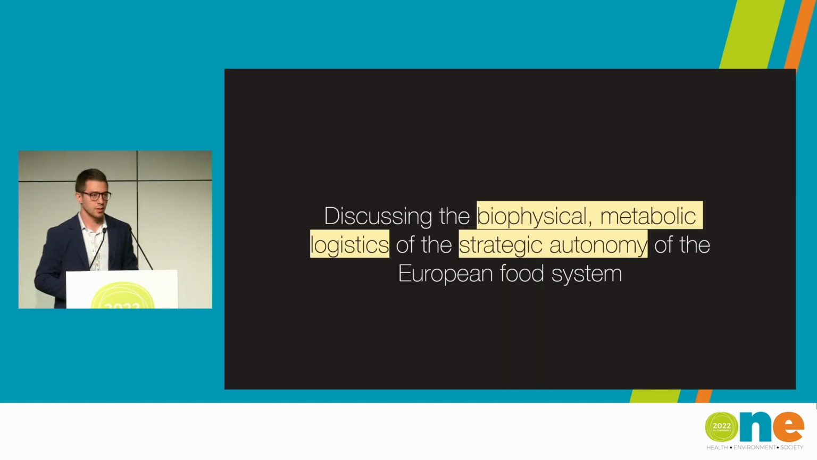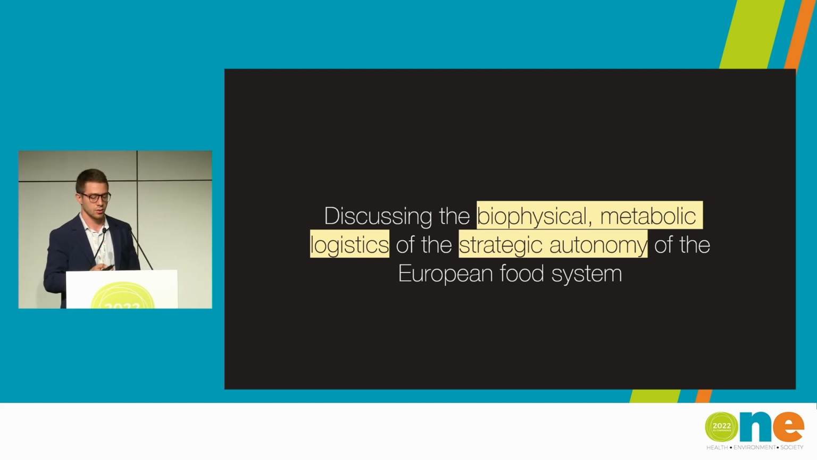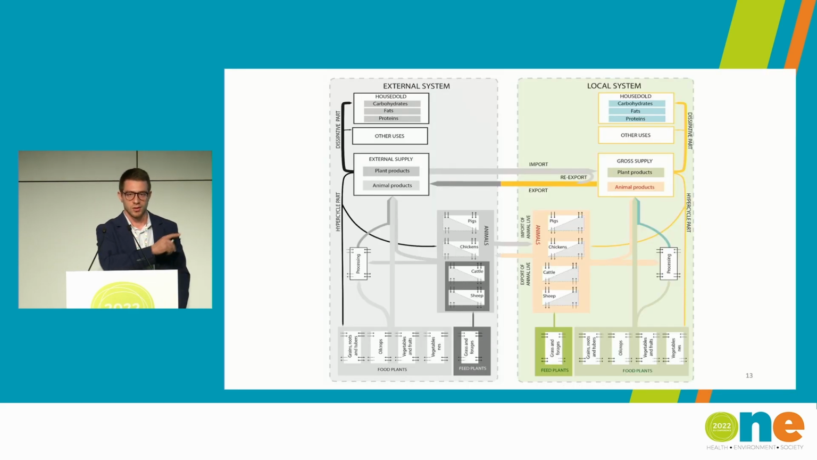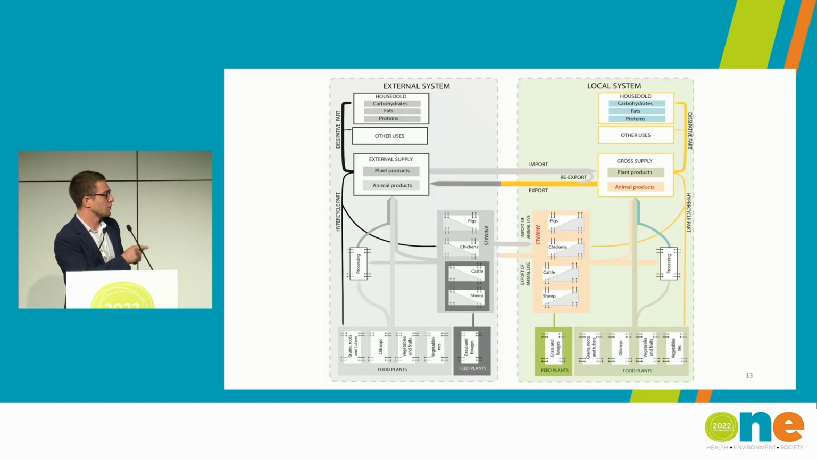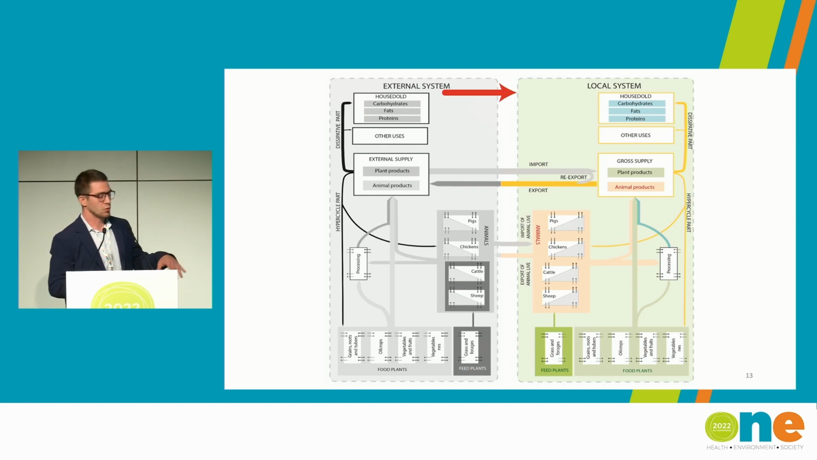So from the societal metabolism lens, what we can do is open a discussion about the biophysical, so-called metabolic logistics of the strategic autonomy of, in this case, the Netherlands or the European food system in general. This is the last complicated slide. You do not have to understand every aspect of it or read all of it. On the right-hand side is your local system. This is your local socioeconomic system. This could be the Netherlands, for example. All 5 sectors you remember from earlier.